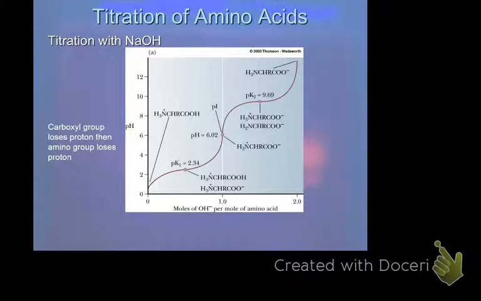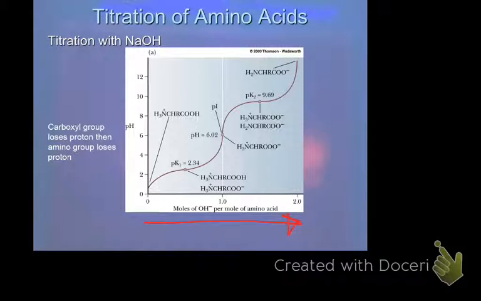All right, I would expect you to know this. This is from Gen Chem. Many times we do it this way, where you're adding hydroxide and then you're just measuring pH. Remember that was the titration curve.